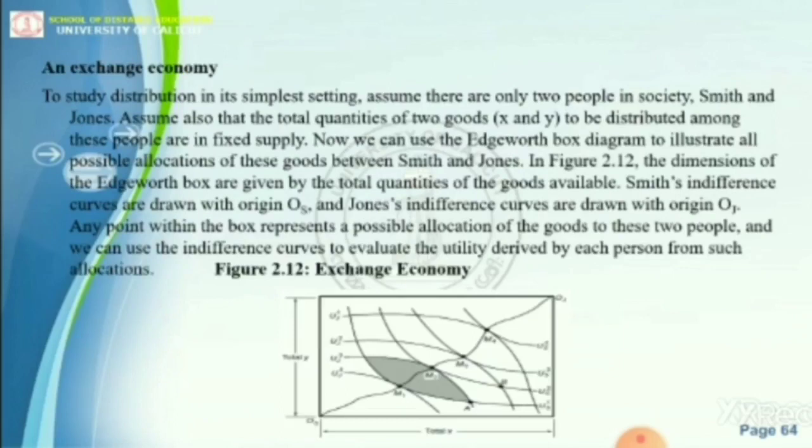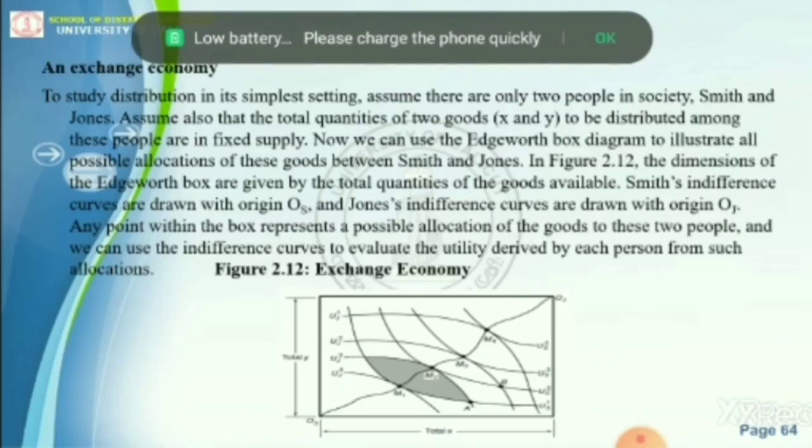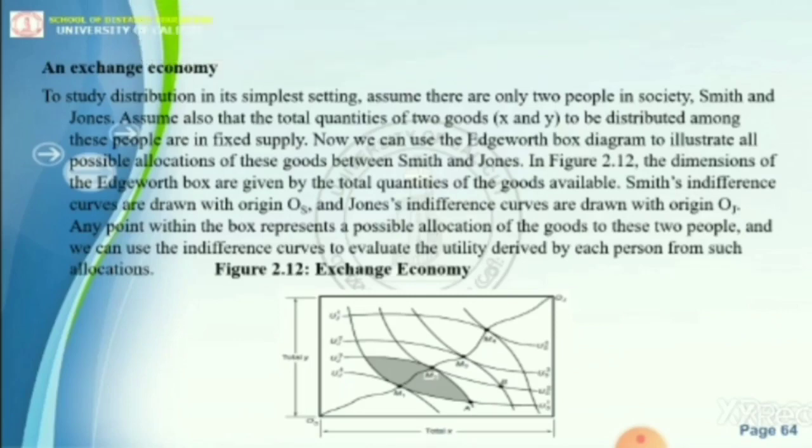An exchange economy. Now, how do we carry out the exchange? To study distribution in its simplest setting, assume there are only two people in society, Smith and Jones. Assume also that the total quantities of two goods, X and Y, to be distributed among these people are in fixed supply. Now we can use the Edgeworth box diagram to illustrate all possible allocations of these goods between Smith and Jones. In the following figure, the dimensions of the Edgeworth box are given by the total quantities of the goods available. Smith's indifference curves are drawn with the origin OS and Jones's indifference curves are drawn with the origin OJ.